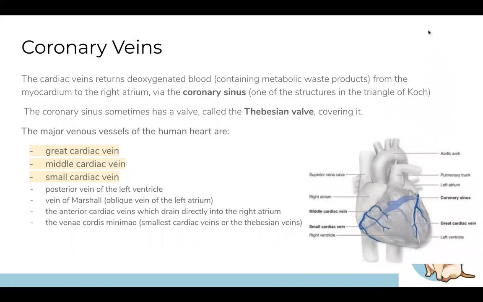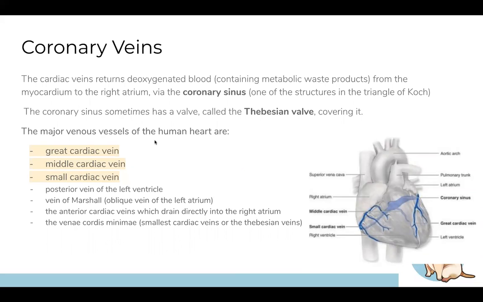Okay, coronary veins. They return deoxygenated blood into the right atrium via the coronary sinus, which, as we said, is a structure in the triangle of Koch. It sometimes has a thing called the trapezium valve. I don't know if that's that important. I think they just mention it every now and then, so it's nice to know what it is.